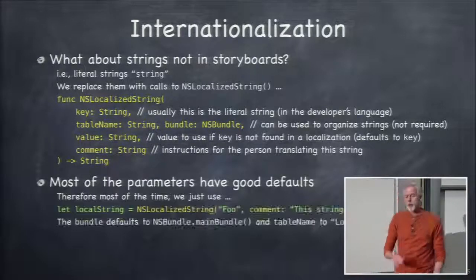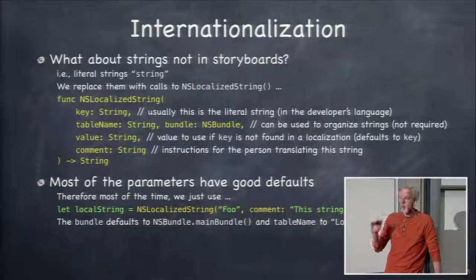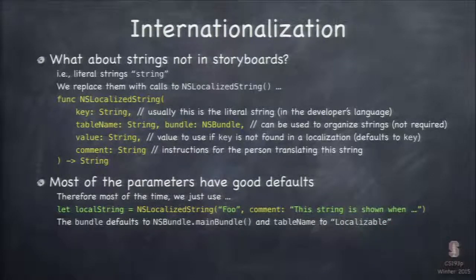Now, most of the time, the table name and bundle are defaulted. The table name is just going to be Localizable, which is where most of you put all your strings, in a table called Localizable. And the bundle is going to be your main bundle. That means your app. Okay? Now, we haven't talked much about bundles, but when you have frameworks and other things, you can have other bundles of code in your app, and they might have their own bundles of strings, but I'm not going to really talk about that.